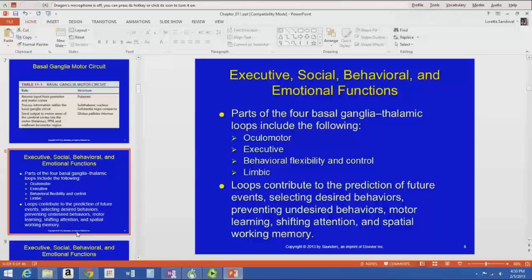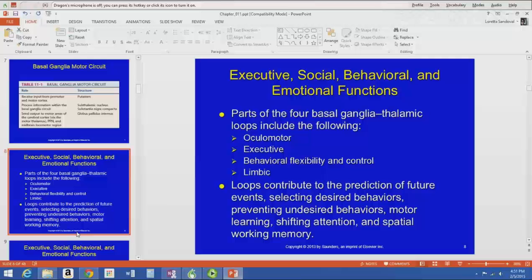So you have to sort of predict what the future events might be. If I were to run that yellow light, or gun it so I went through on the yellow and not on the red, I have to predict my future events. What's going to happen? I have to select the appropriate behaviors. Am I going to hit the gas or am I going to hit the brake? I have to prevent the undesired behavior, so whichever one I didn't pick, I have to prevent doing that.